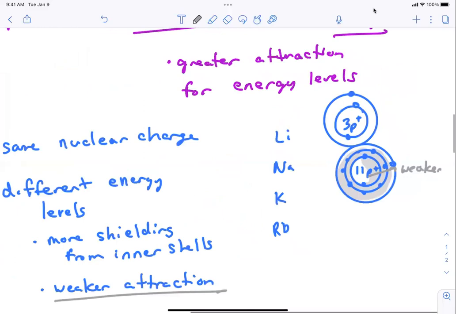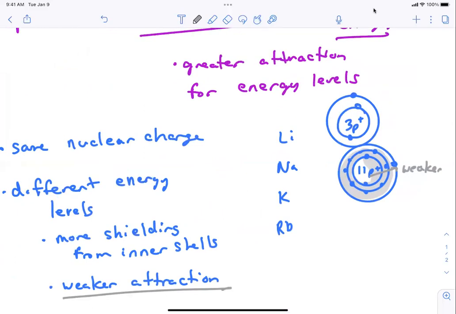So while it is still 1 proton for 1 electron, that electron is A, further away, and B, also still shielded by more and more inner layers to protect the attraction from reaching all the way out there. So this electron here is held more weakly than this electron in this element. Because A, it's further out, and B, the shielding of the inner shells prevents the attraction from the one proton from reaching that electron as effectively. So weaker attraction. Does that make sense, Sammy? Okay.